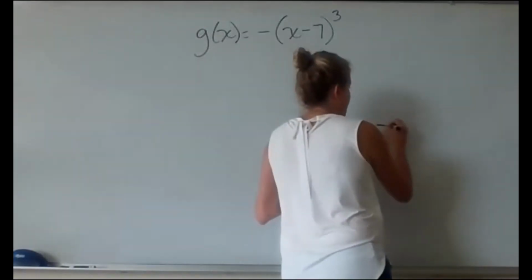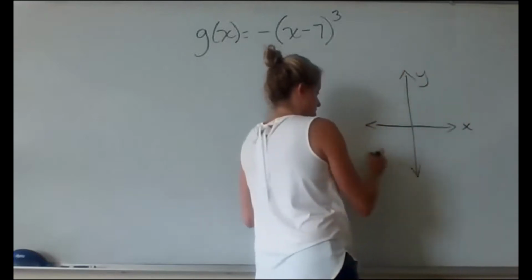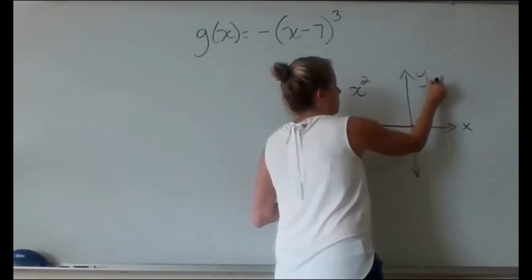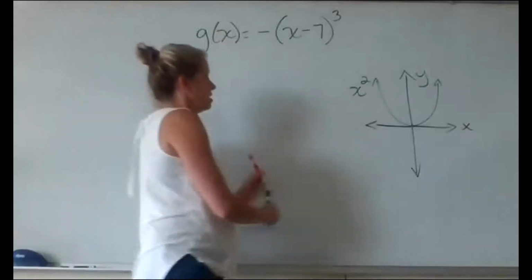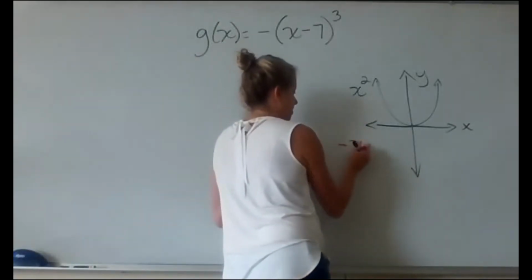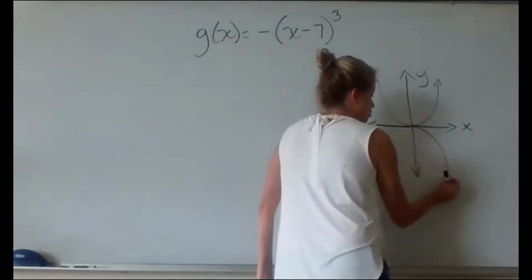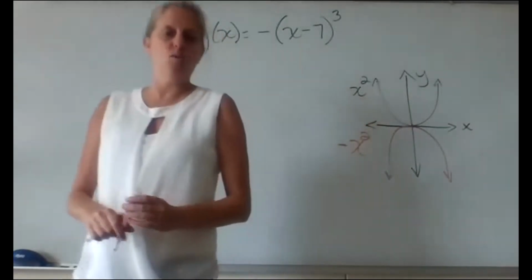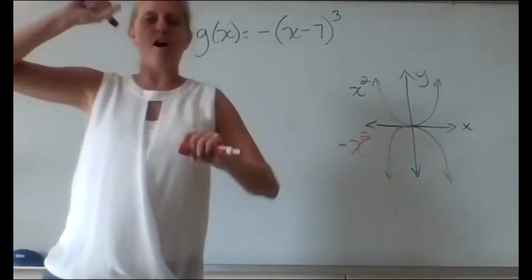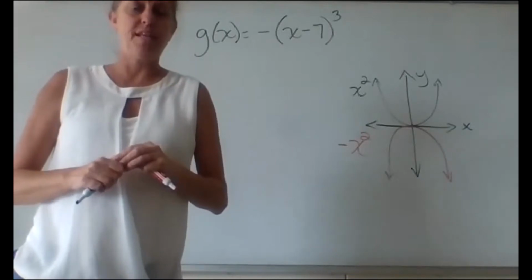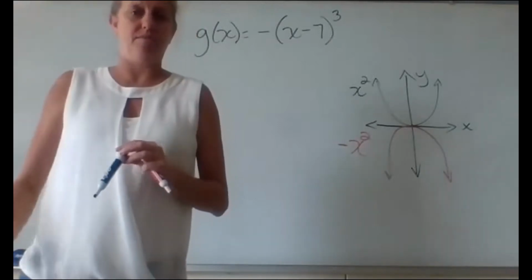A parabola, the regular graph of x squared, would look like that, right? Just a U shape. If you had the graph of negative x squared, it flips your graph upside down. This is what negative x squared would look like. So that's what the negative does. It reflects your graph over the x-axis. That's the technical way to say it. The easiest way to see it is it flips your graph upside down.